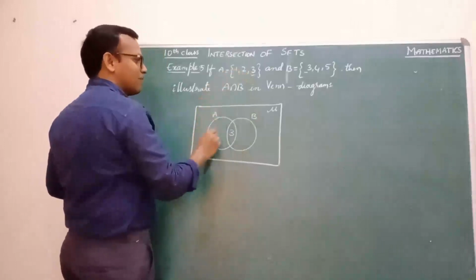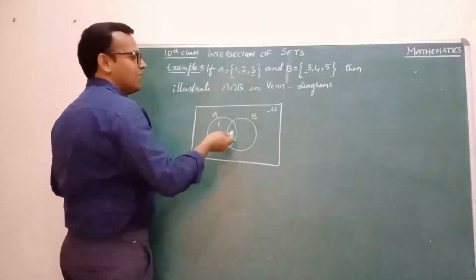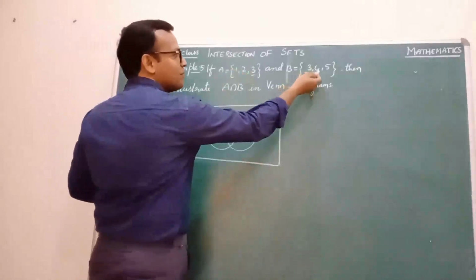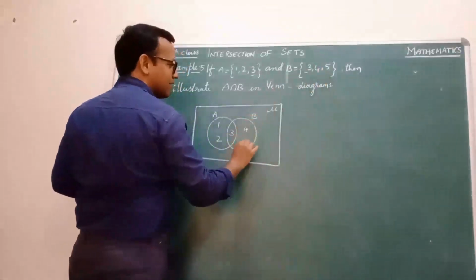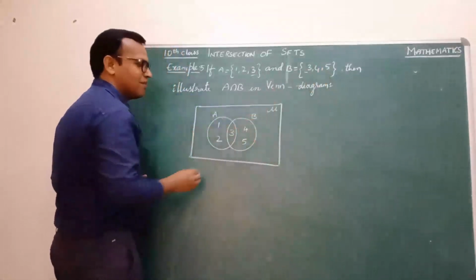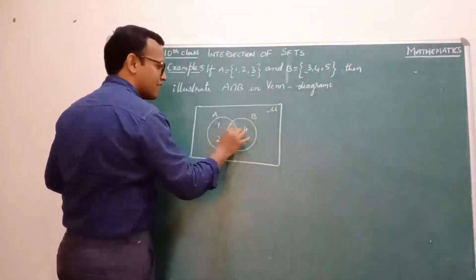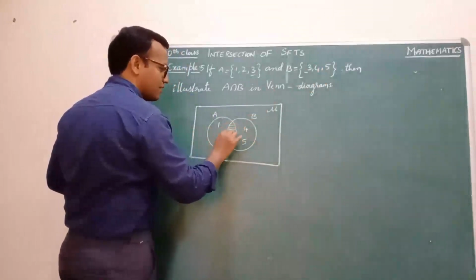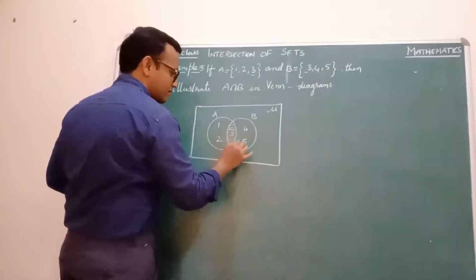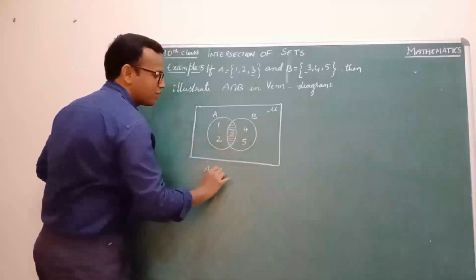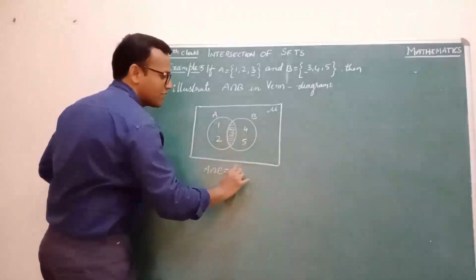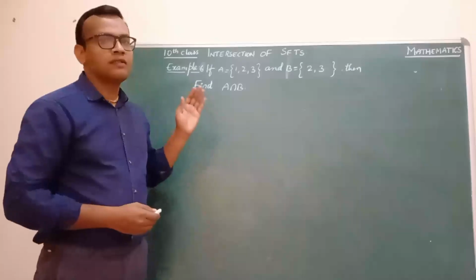Other than 3, what elements are present in A? 1 and 2. Other than 3, what elements are present in B? 4 and 5. Now 3 is the common element, and this is the common area. A intersection B is equal to the set of 3.